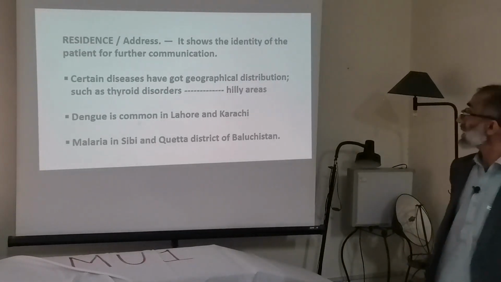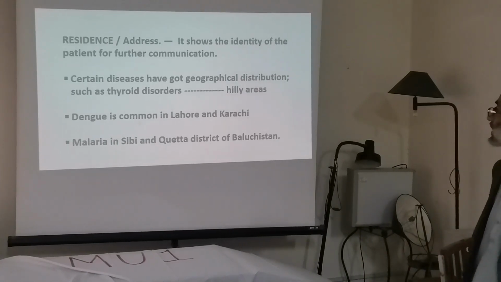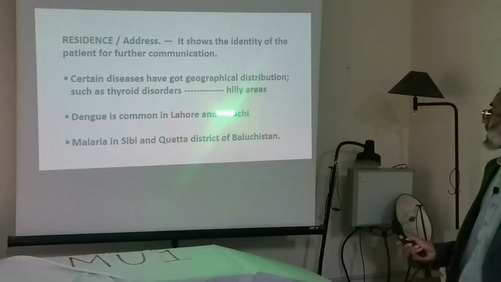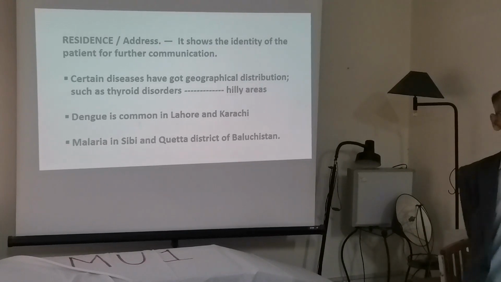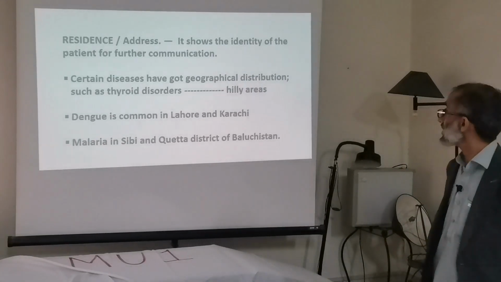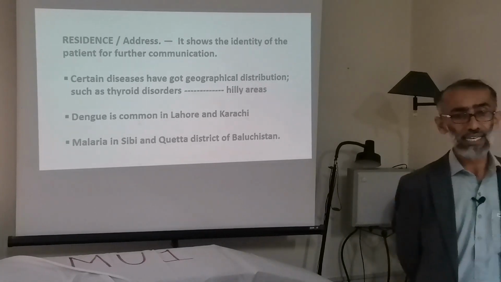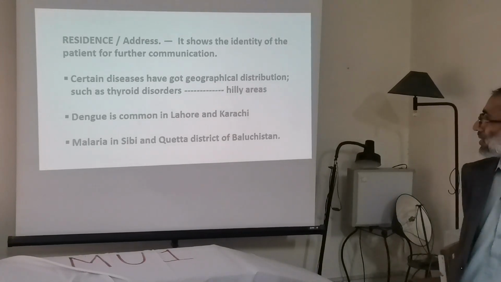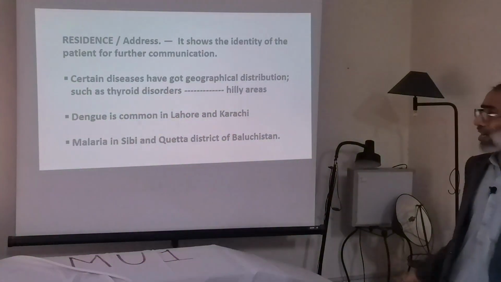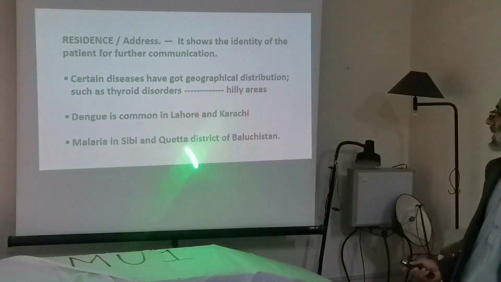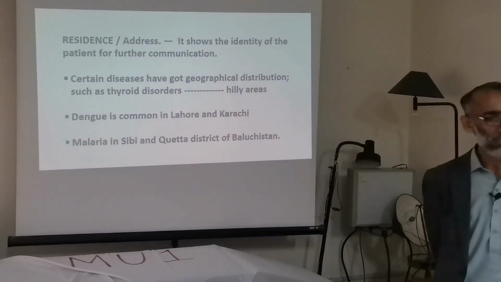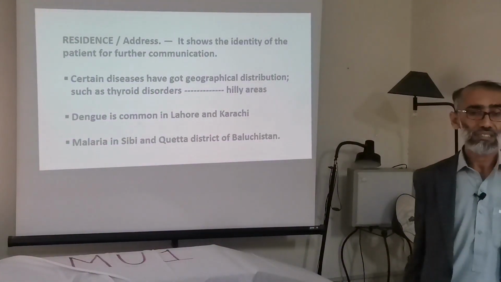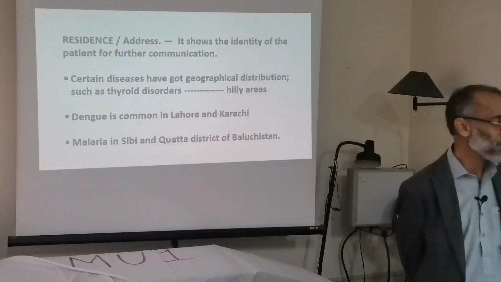What is the importance of residence or address? It shows the identity of the patient for further communication. Certain diseases have a geographical distribution, such as thyroid disorders, which are common in hilly areas due to deficient iodine in the soil. Dengue is common in Lahore and Karachi, while malaria is common in Sibbi and Quetta district of Balochistan. On the basis of residency address, you are going to think about certain diseases.